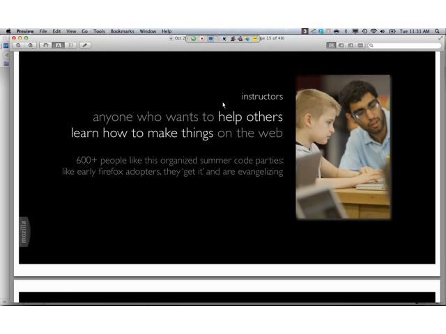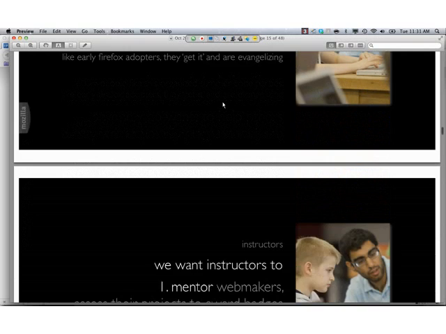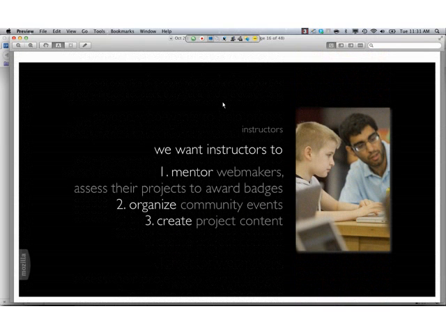They are the people who originally got it, who sat at their mom and dad's computer and installed Firefox for them and told them why it was better than what other things were out there. So they were both sharing the technology but also sharing the values that go with it. We want these folks to mentor webmakers, to teach them, to help assess their projects as we do assessment-related badges. We want them to organize events, large and small, and we want them to ultimately create project content that gets shared and that populates the project gallery.